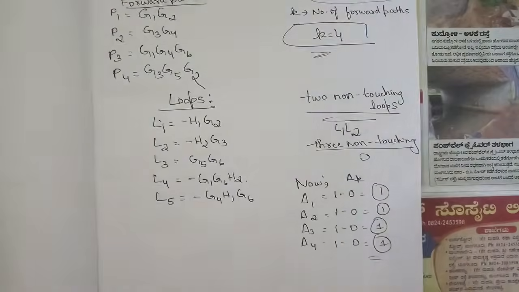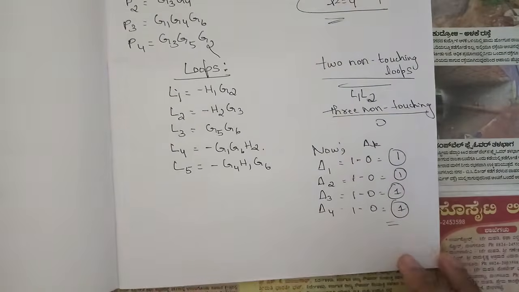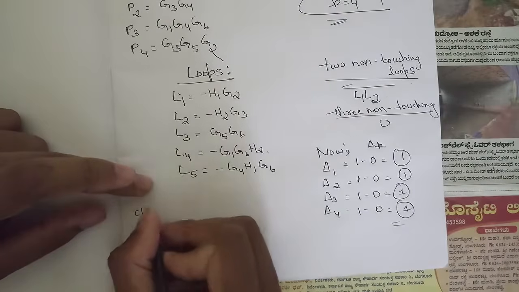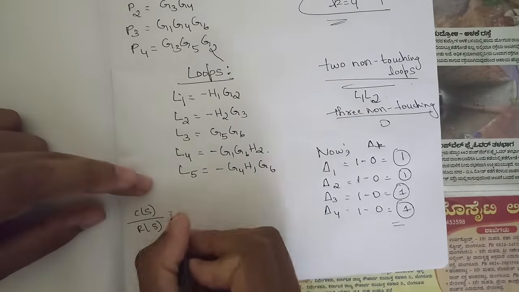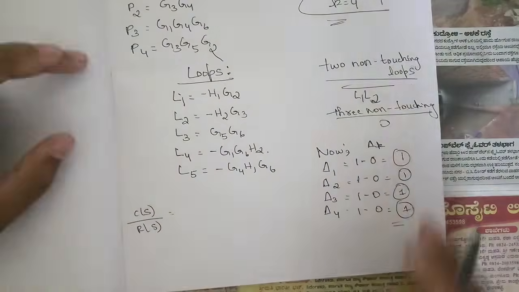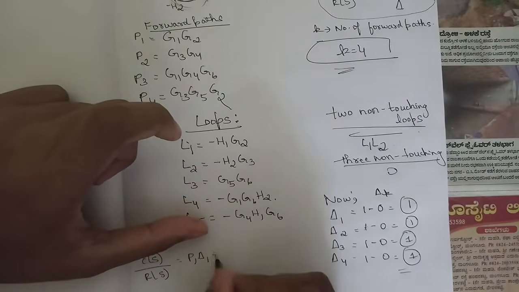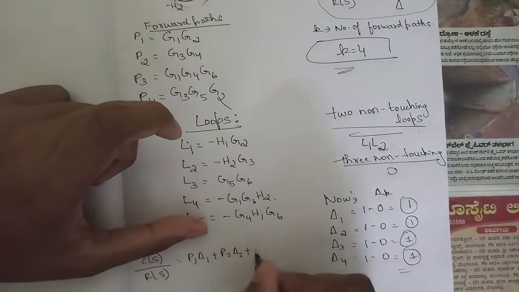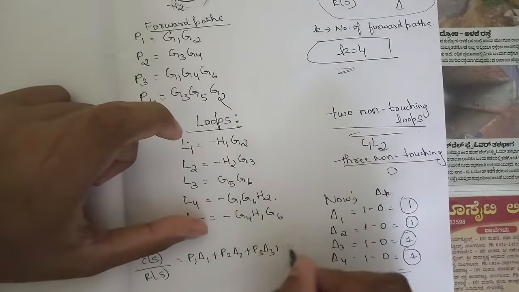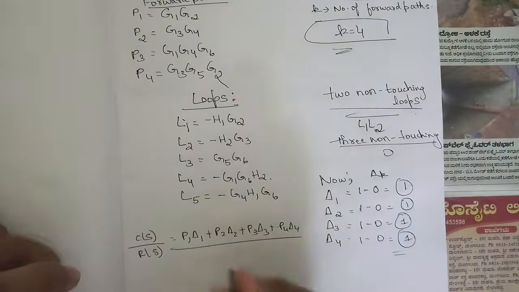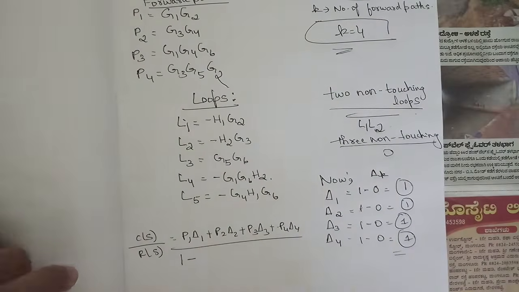So now we need to be substituting all these in the formula. Okay, so our formula is C of S by R of S equal to summation of Pk delta k, that is we have a k value as 4, so it will be P1 delta 1 plus P2 delta 2 plus P3 delta 3 plus P4 delta 4 divided by our delta. Delta is 1 minus summation of loop gains, right?